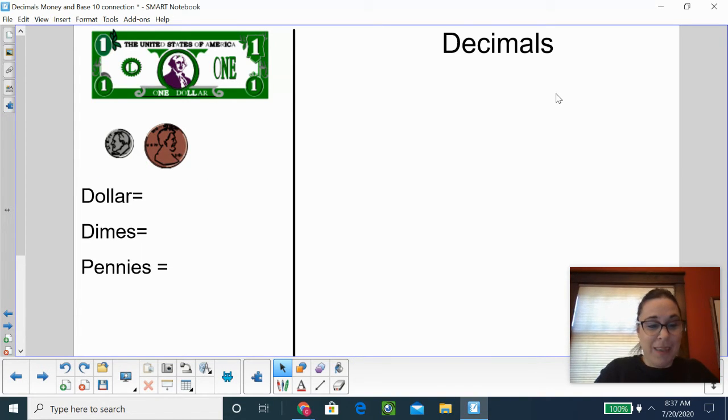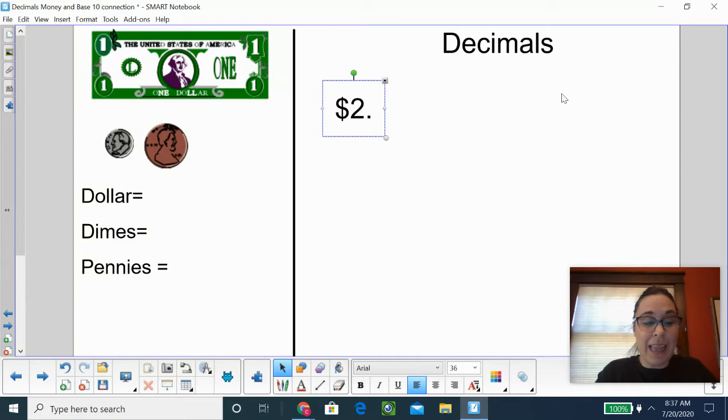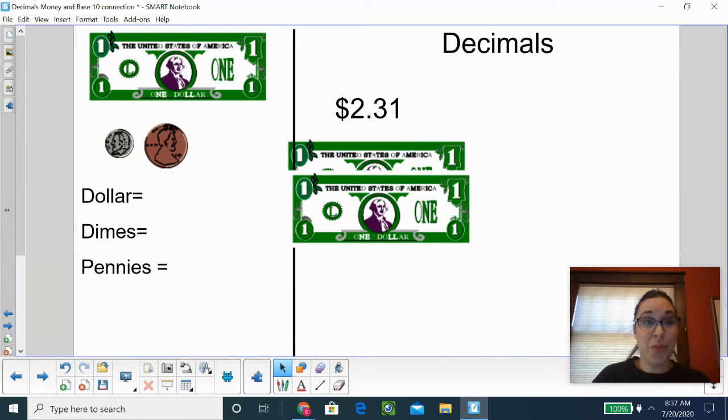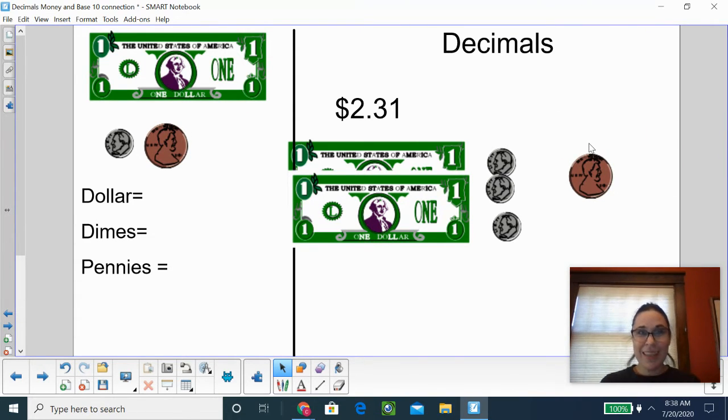If I asked you to build $2.31 using these amounts of money, how would you build it? $2, 3 dimes, and 1 penny. There's other ways to build it, of course, but this is the way using the fewest number of coins and bills. So what does this mean, and how could we connect it to a place value chart?